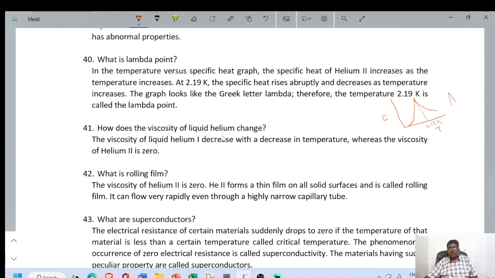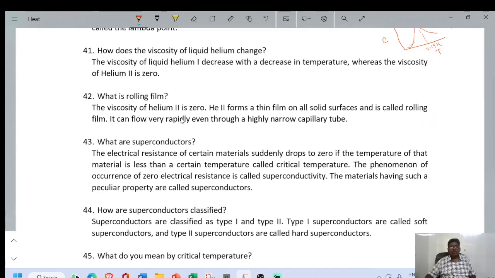How does the viscosity of liquid helium change? The viscosity of liquid helium 1 decreases with a decrease in temperature, whereas the viscosity of helium 2 is 0. What is a rolling film? Helium 2 forms a thin film on all solid surfaces and is called a rolling film. It can flow very rapidly even through a highly narrow capillary tube.